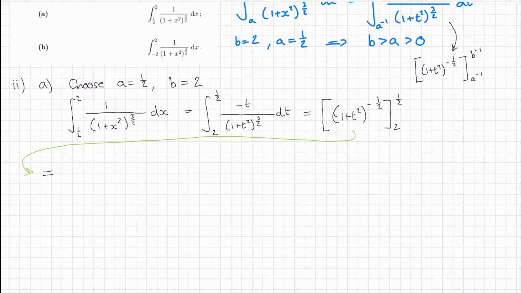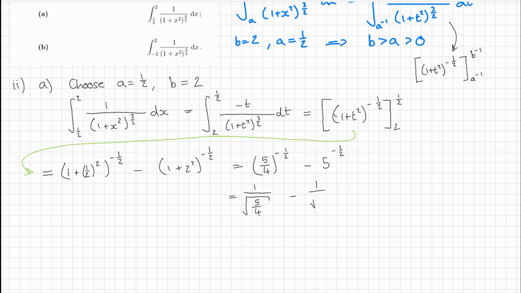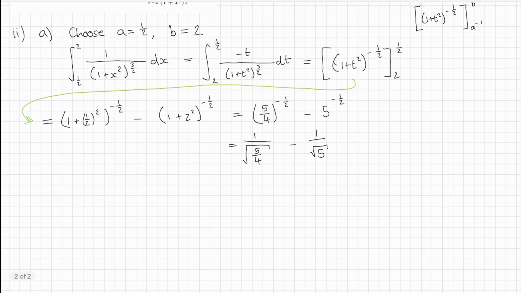So we have 1 plus a half squared to the negative a half minus 1 plus 2 squared to the negative a half, which gives us 5 over 4 to the negative a half minus 5 to the negative a half, 1 over square root 5 over 4. This is 1 over the square root of 5.